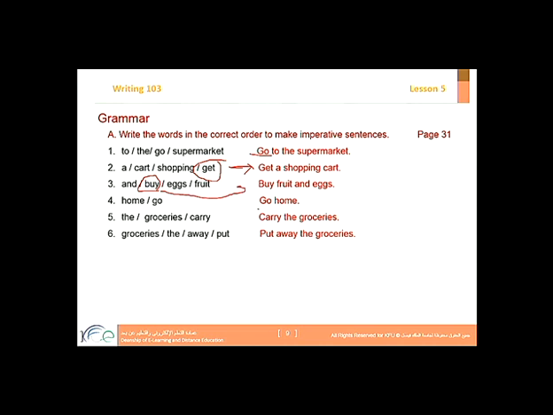Home and go, it becomes go home, because here is the verb. We start with the verb always. The groceries, carry. Where is the verb? The verb is carry, so we start with it. Carry the groceries. Groceries, the away, put. Where is the verb? The verb is put, so we start with it. So put away the groceries. So always in imperative sentences, we start with the verb.